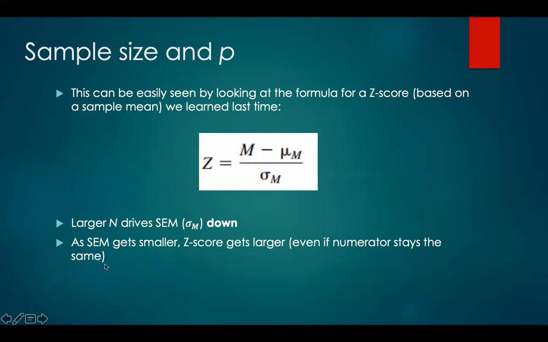This can be easily seen by looking at the formula for a z-score based on a sample mean we learned last time. So again, z equals the mean of our sample minus the mean of the sampling distribution of means divided by the standard error of the mean. Now, a larger n drives standard error of the mean down, because this is our standard deviation divided by radical n. So larger sample size, smaller standard error of the mean. And as standard error of the mean gets smaller, our z-score gets larger, even if this numerator stays the same.